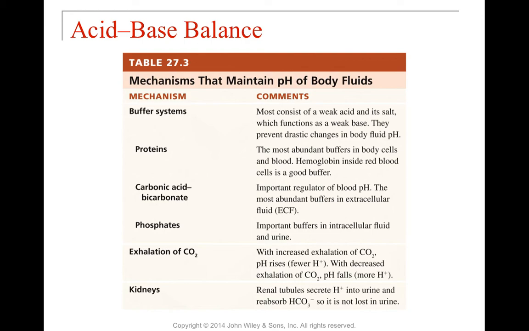All right. So there are multiple different mechanisms that are going to maintain the pH of these body fluids. One is that buffer system, several different sets of buffer systems that we talked about, right? We talked about the protein buffer system, the carbonic acid bicarbonate buffer system, the phosphate buffer system. Also the exhalation of carbon dioxide, so the respiratory system is going to be involved in the maintenance of pH, and last but not least the kidneys, which are going to be secreting the hydrogen into the urine. So this is basically summarizing the past 8 to 10 slides.